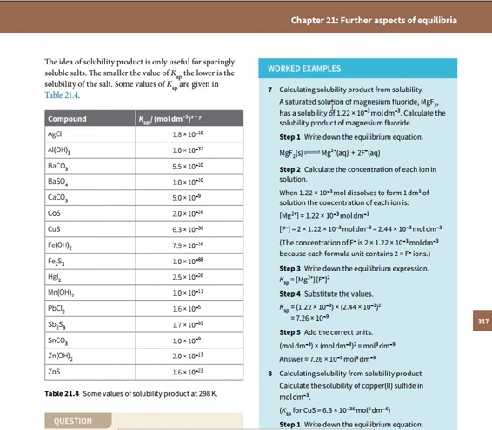So let's take an example: calculating the solubility product from solubility. A saturated solution of magnesium fluoride has a solubility of this. Calculate the solubility product. So they have told you that a saturated solution of magnesium fluoride has a solubility of this. So this is what is dissolved. Now we calculate the solubility product of magnesium fluoride.